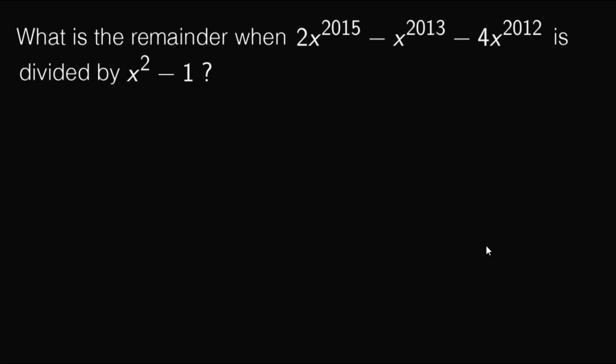Hi there. For this video, we are given the problem: what is the remainder when 2x^2015 minus x^2013 minus 4x^2012 is divided by x squared minus 1? Before we answer this, feel free to pause the video so you can try this out on your own.